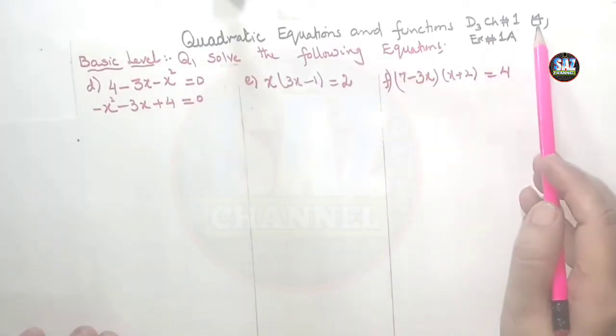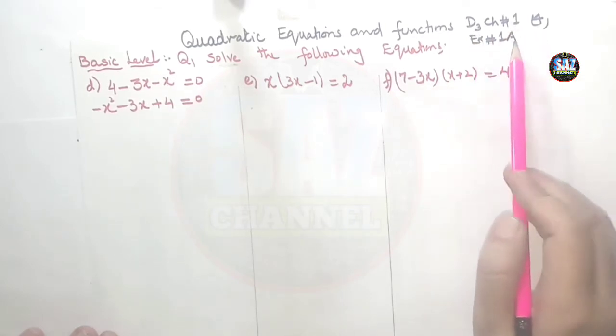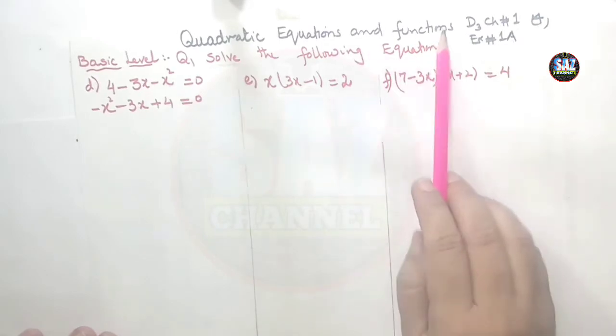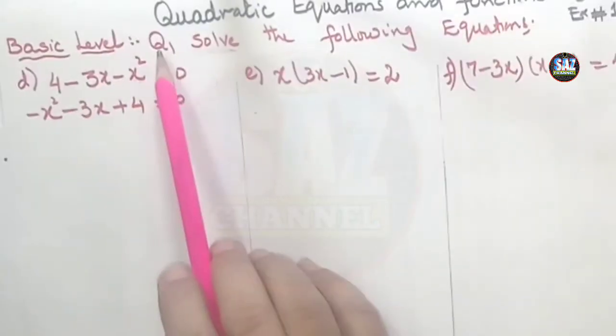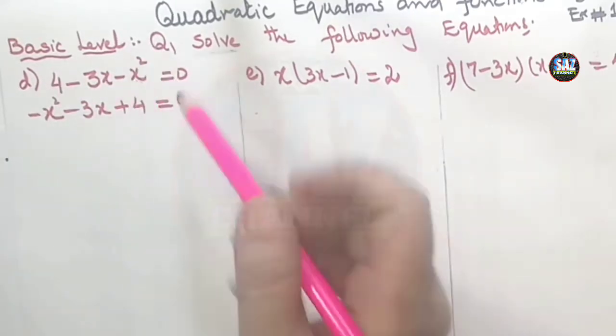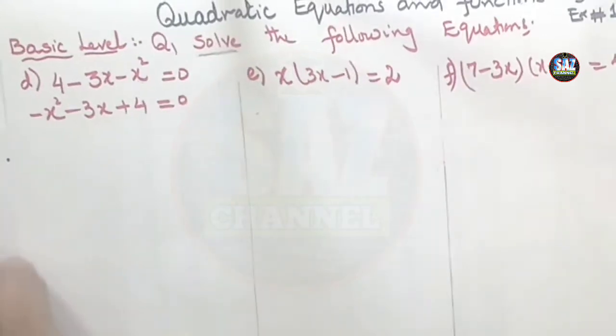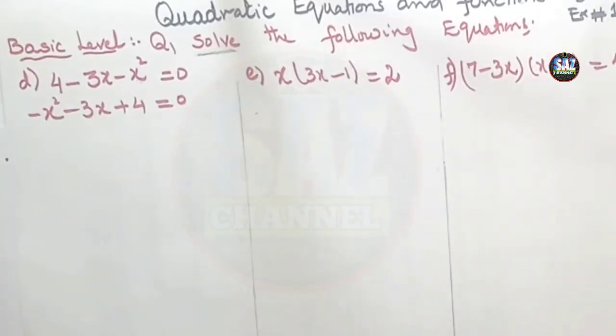This is my fourth lesson of D3, chapter number 1, exercise 1A, quadratic equations and functions. In this lesson, I will solve question number 1, basic level. Question says, solve the following equations. What does the word solve mean? Solution means to find the values of unknown of the equation by using the suitable technique and method.